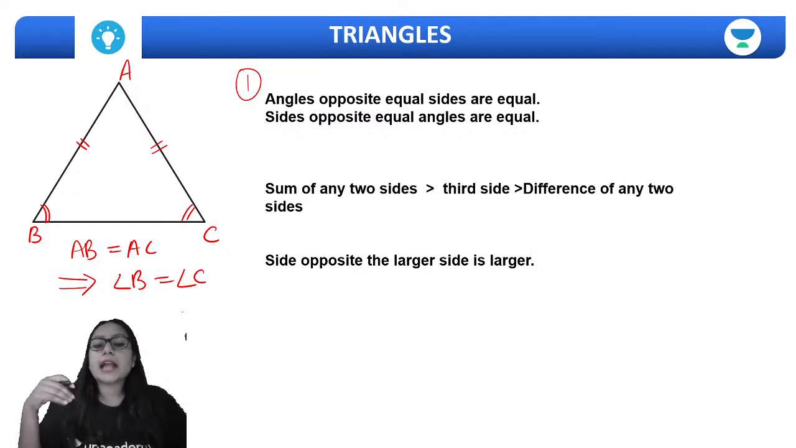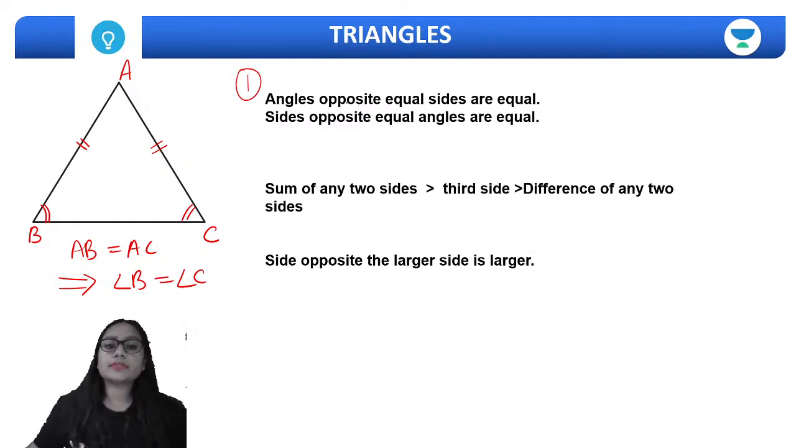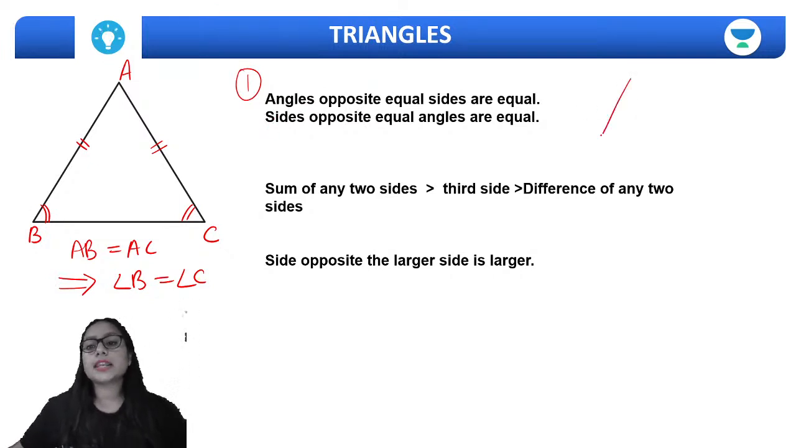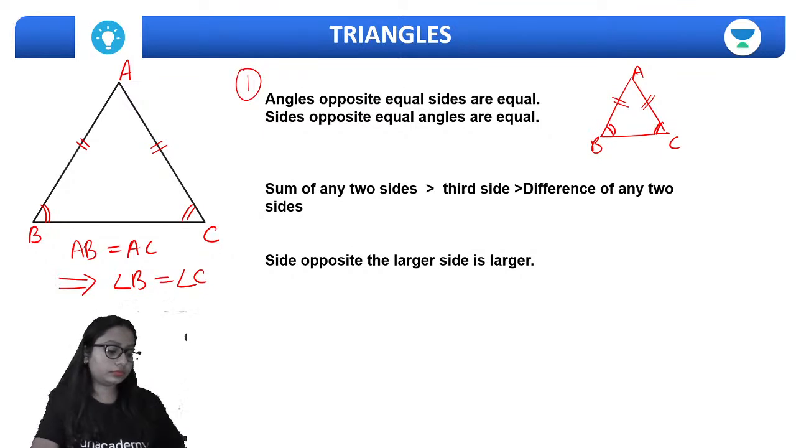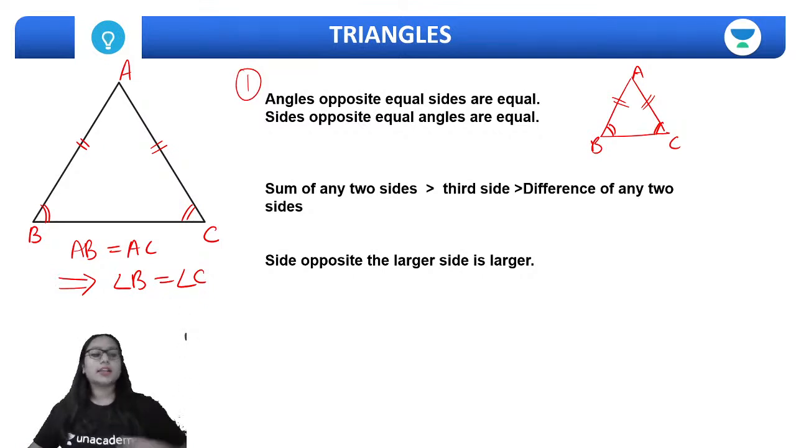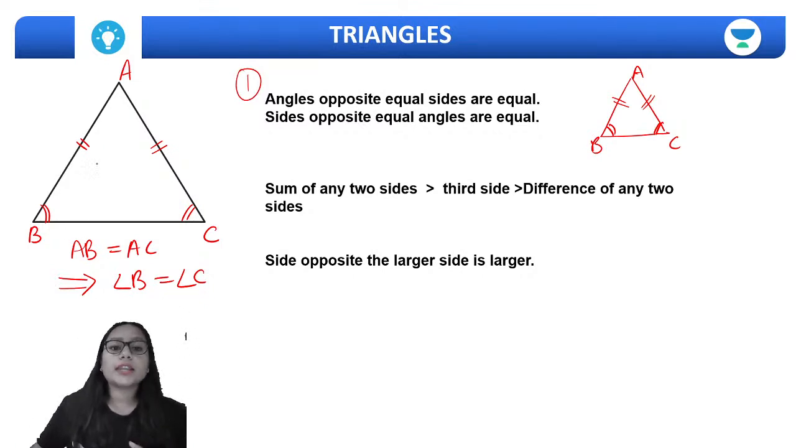All right, so the exact opposite of this theorem is also true. The converse of this theorem is also true. If there is any triangle in which two angles are equal, so if this angle is equal to this angle, then the opposite sides are also equal. So sides opposite equal angles are equal. Yes, I hope this theorem is clear to you. It's clear. Great. Let us continue. Let's move on to the next theorem.